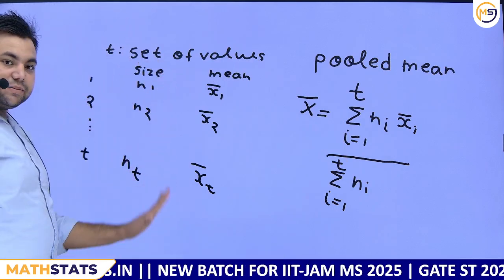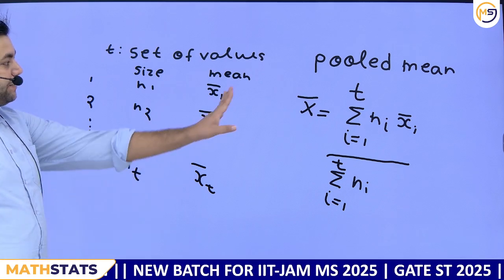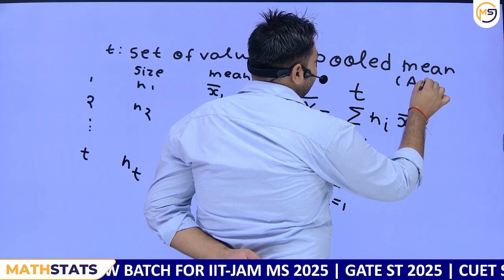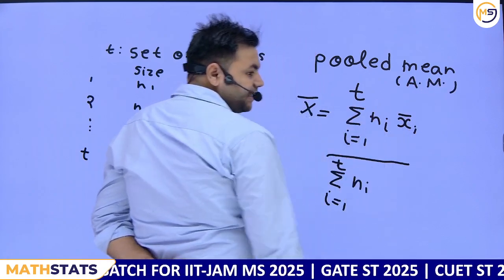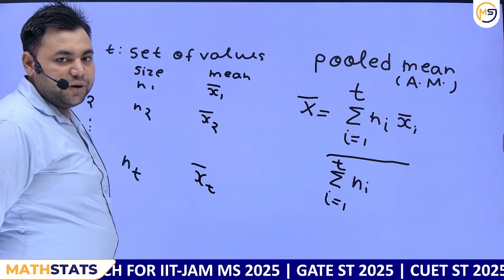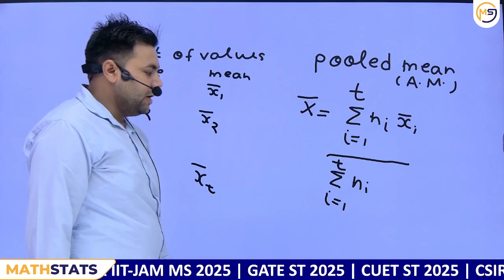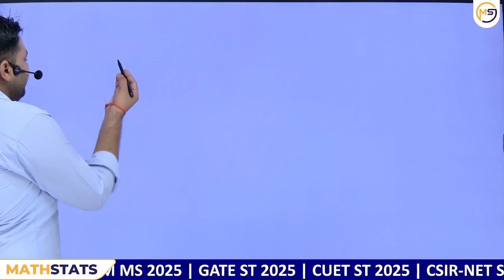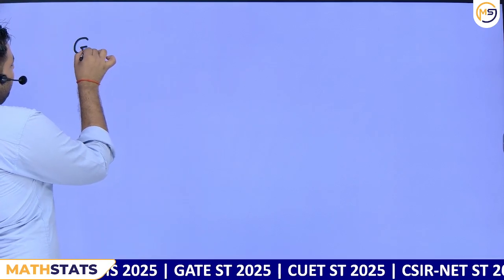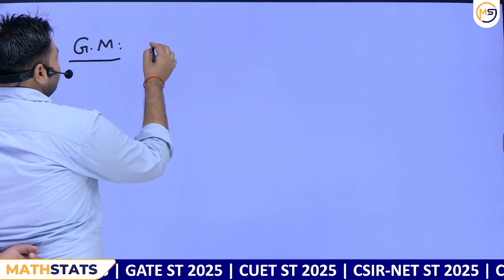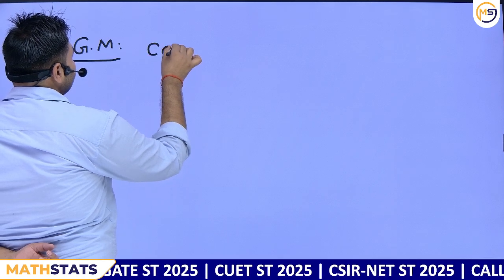We have this type of set. This is the pooled arithmetic mean. Remember this, when I am talking about mean, this is arithmetic mean, not geometric mean or harmonic mean. So this is the general formula. Now we are talking about geometric mean, so geometric mean for combined series.